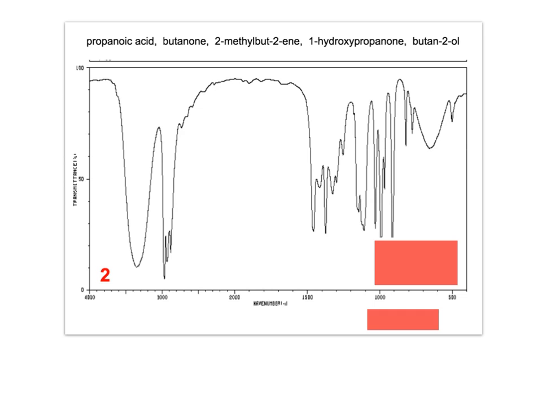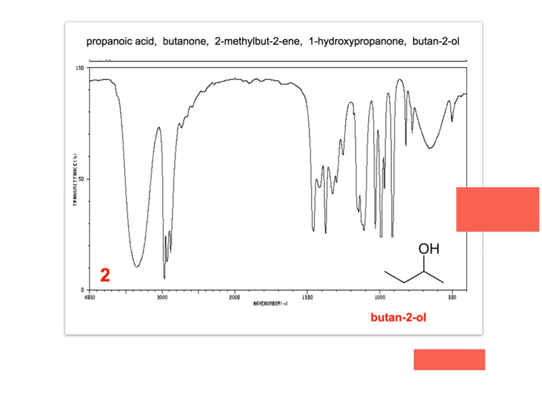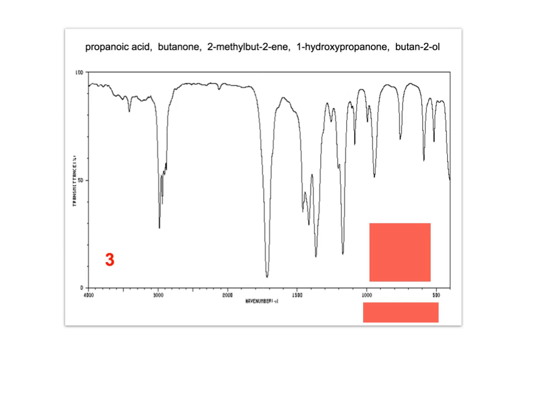So looking at this one, we've definitely got an OH. We've got no C double bond O, so it can't be propanoic acid, and it can't be butanone, that doesn't have an OH. It can't be this, because that would have a double bond C, so it must be butanol. So pause the video.